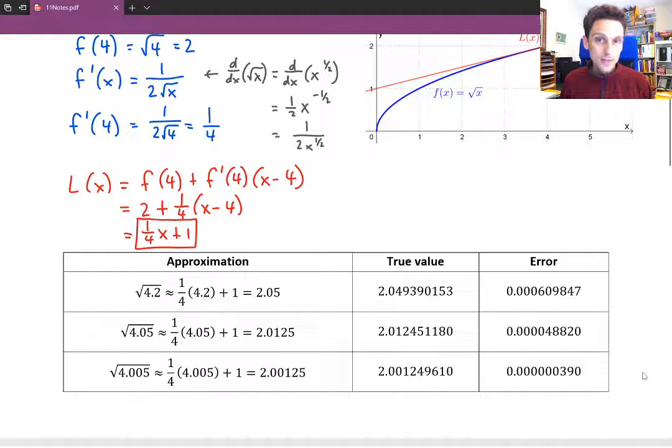So that's it for linearization. In the next video, we're going to look at differentials, which are, instead of getting an equation of the tangent line, we're going to take a walk along the tangent line.